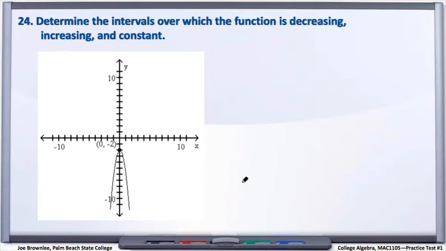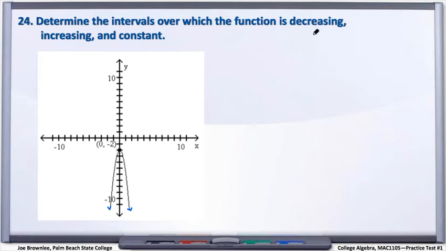All right, number 24, determine the intervals over which the function is decreasing, increasing, and constant. So we have a parabola here, and we know that this parabola goes on and on forever. Off to the left here, though, we want to know what's happening. Well, this graph goes on forever, like we said, and we read a graph from left to right.